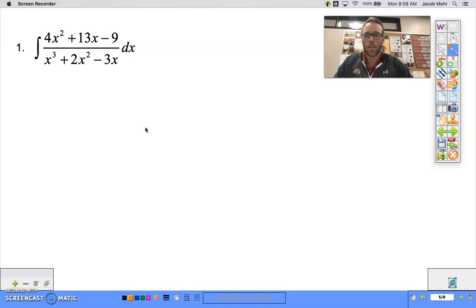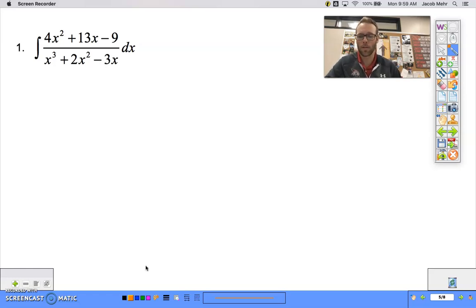All right, so now we know the setup of partial fractions. We know why we want to use partial fractions. Let's get to actually figuring one out together. So we have the integral of 4x squared plus 13x minus 9 over x cubed plus 2x squared minus 3x.